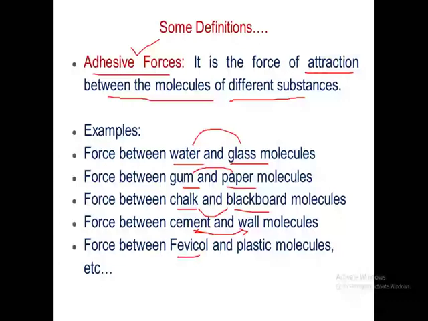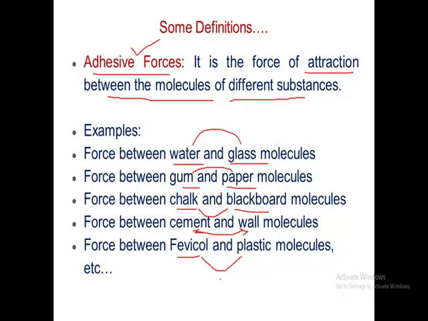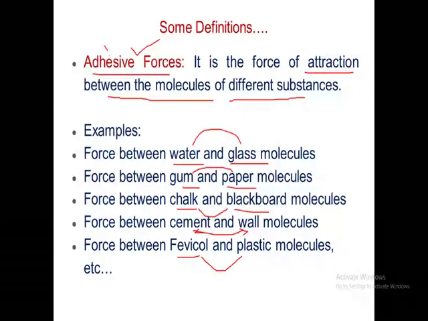Again, in many cases we use Fevicol to stick plastic or some other type of material. Most of the cases we use Fevicol, right? So what is the reason for that? There is a force of attraction between the Fevicol and plastic molecules, or whichever material we are sticking using the Fevicol. So there is a force of attraction between the two different types of molecules. All these forces of attraction are what are called adhesive forces, force of attraction between different substances, right? So this is about adhesive forces.